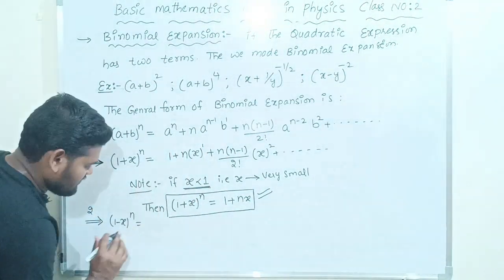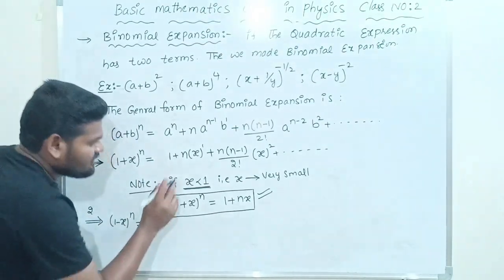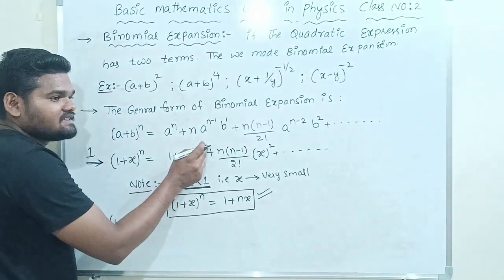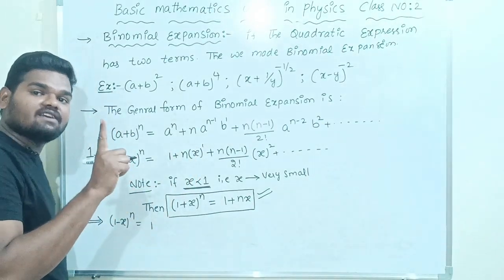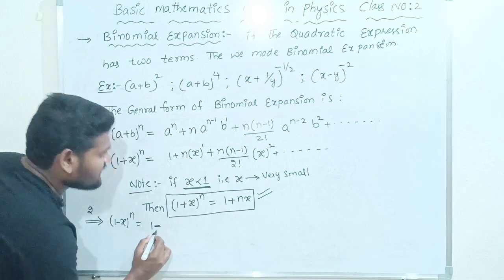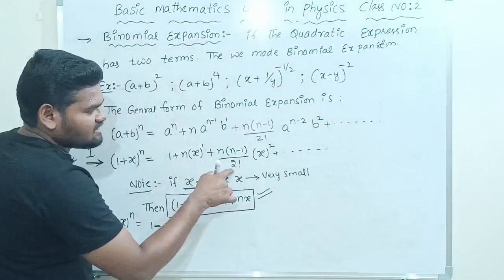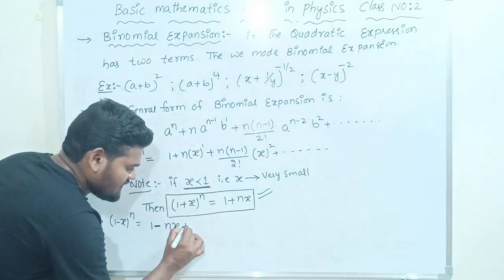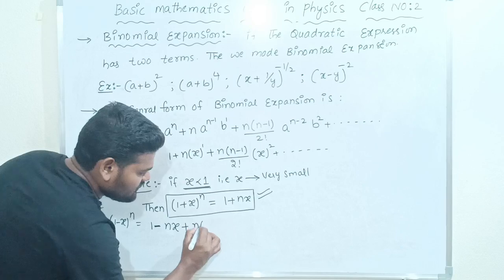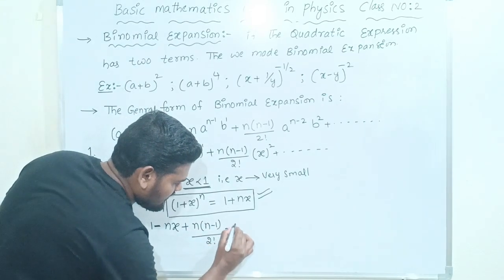So (1 minus x) whole to the power of n is equal to 1. Here x to the power of 1 is there. x to the power of 1 is an odd power. In front of an odd power we have to place a negative sign: 1 minus nx. Here x to the power of 2 is an even power, so simply plus: n into (n minus 1) by 2 factorial into x square.